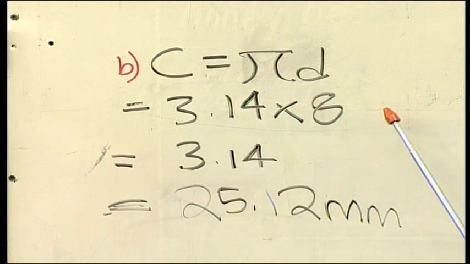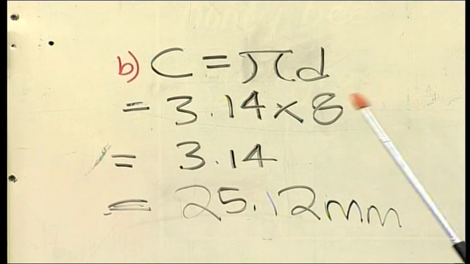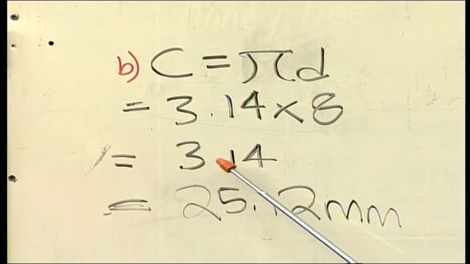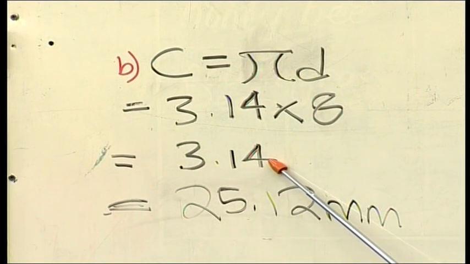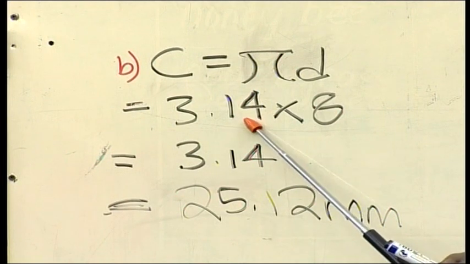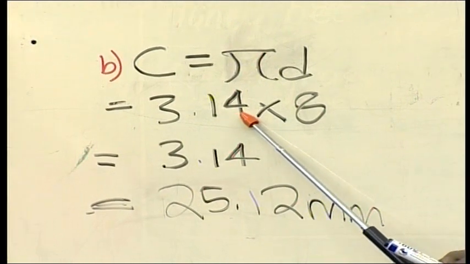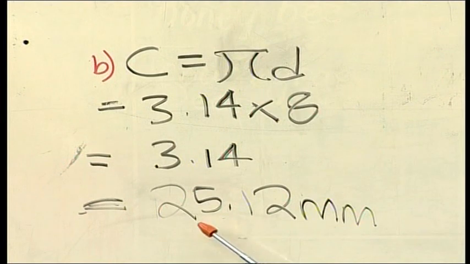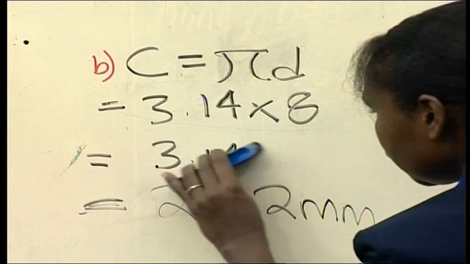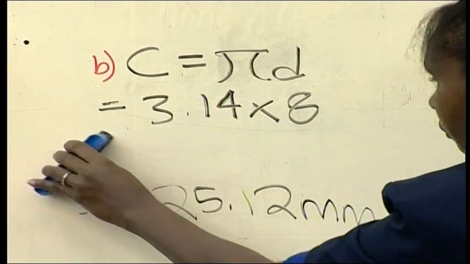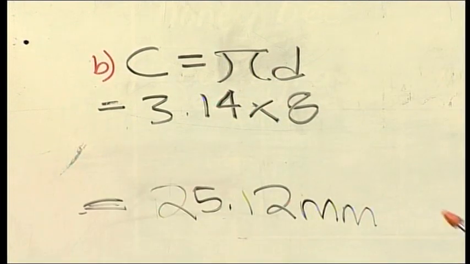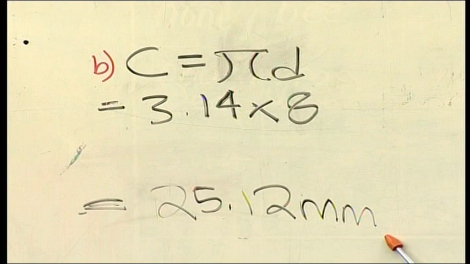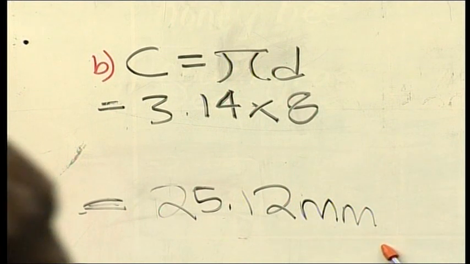3.14, the diameter is 8. 3.14. Is it the same as this one up here? Okay, your final answer should be the one down here. So this one will be removed. And you have 25.12 millimeters. Put your hand up if you have this correct. Okay, very good.